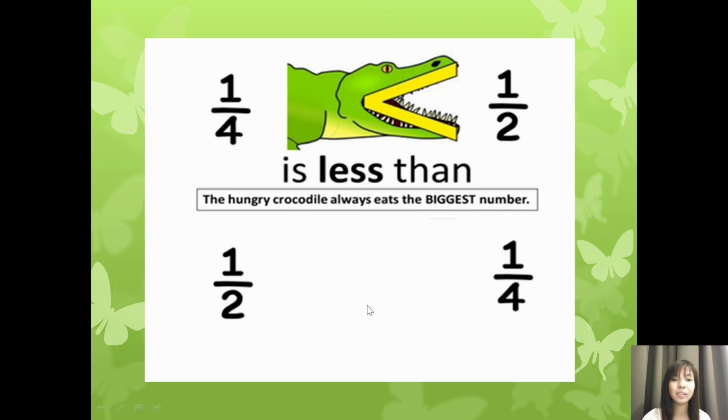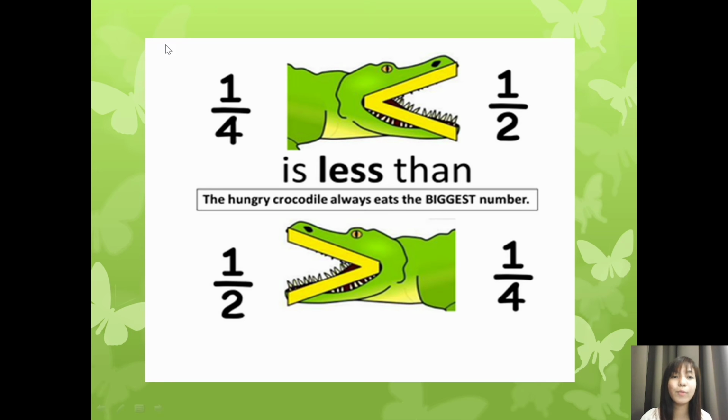Or we can say 1/4 is less than 1/2, or 1/2 is greater than 1/4. Okay, understand?